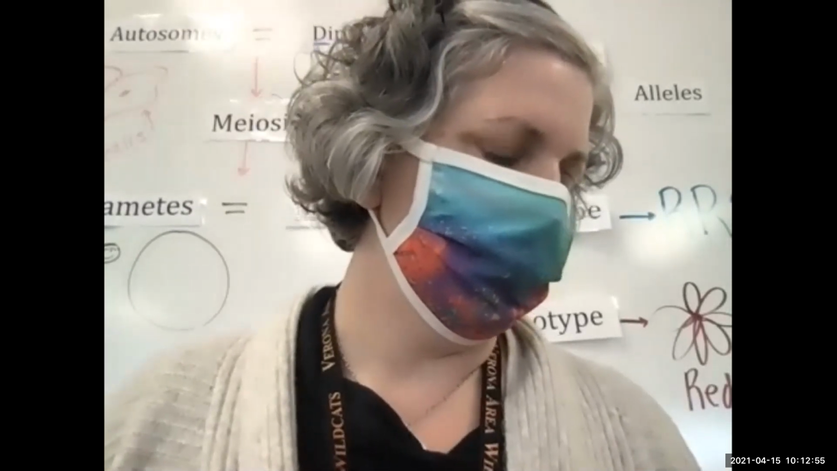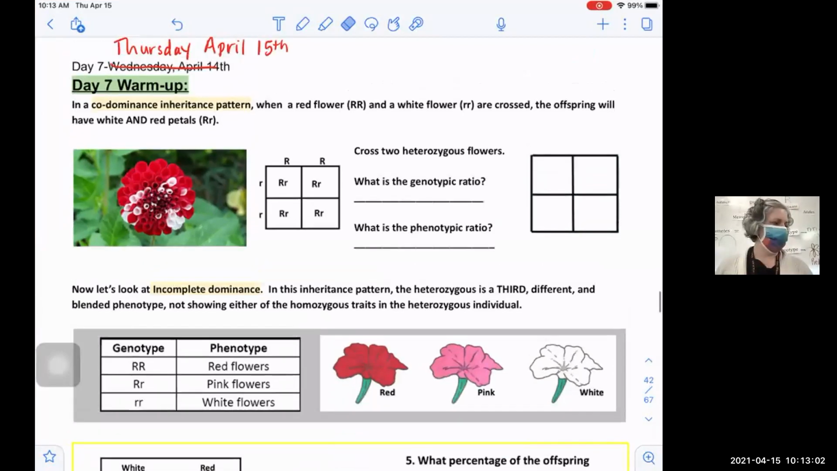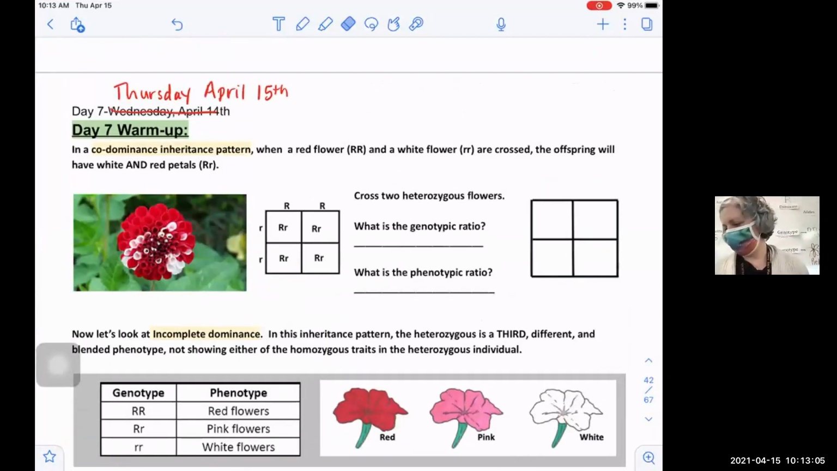All right, so let's open up your notes to day 7. And I don't know how this happened, but I messed up the dates on your notes. So today's not Wednesday, it's Thursday, April 15th. We're already halfway through this month, which is crazy to me. May probably will go even faster.